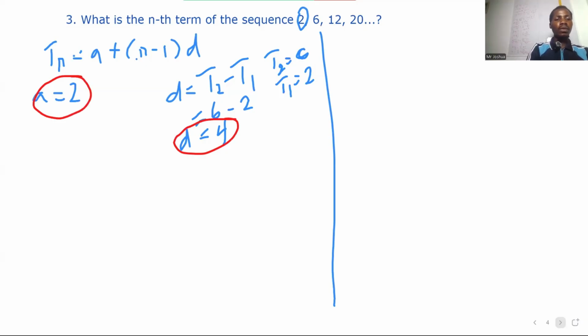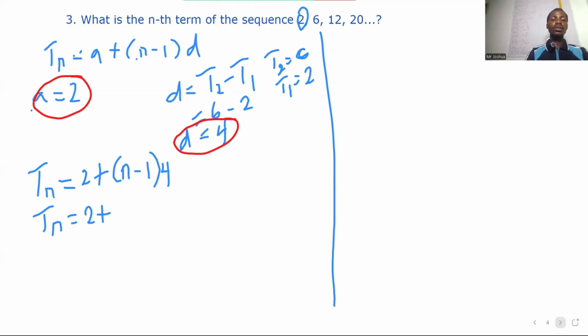2. So we can now find our nth term, which is Tn equals what? Our A is 2 plus open bracket n minus 1 close bracket times 4. So we can simplify this further to give us Tn equals 2 plus. So let's use the 4 to open this bracket here by expansion. 4 times n is going to give us 4n. Then 4 times minus 1 is going to give us what? Minus 4.